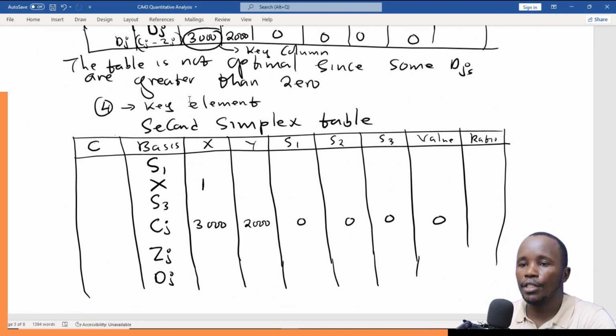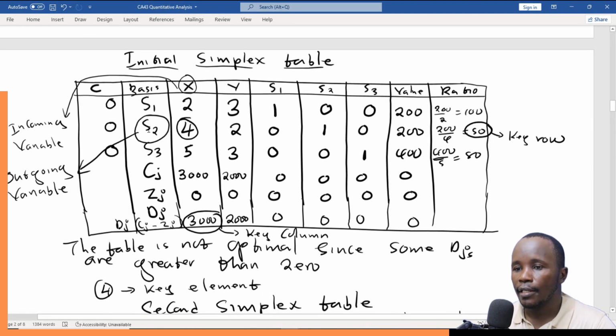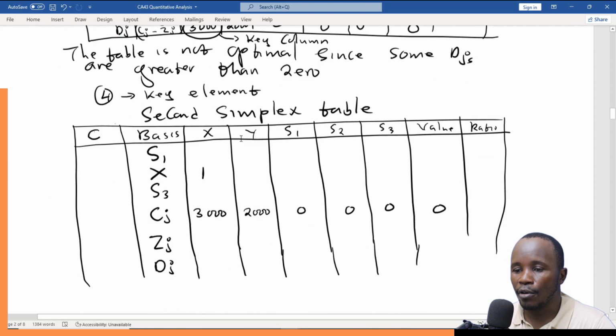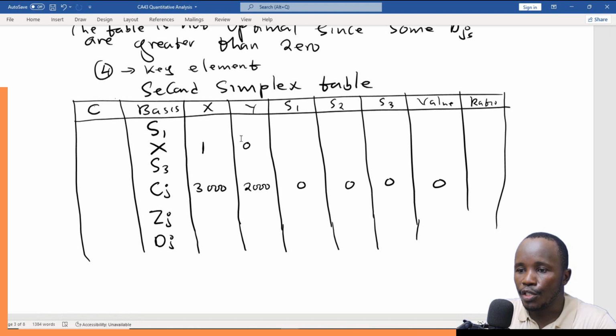Take note, I'm dividing the values in the second row, which is the outgoing variable. I'm dividing this one with the key element, which is 4. And the key element is the point of intersection between the key column and the key row. This is 4. 2 divided by 4 gives me 0.5.